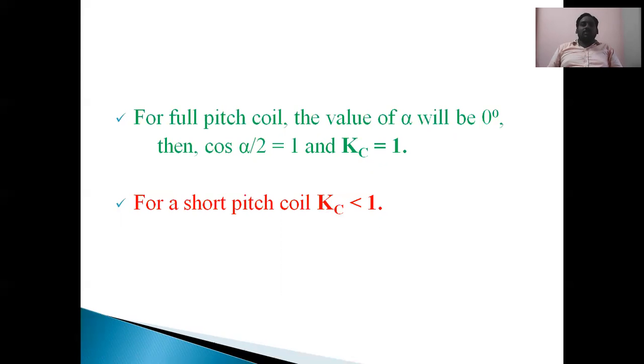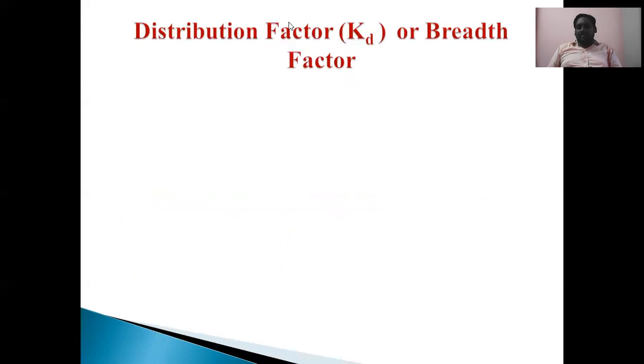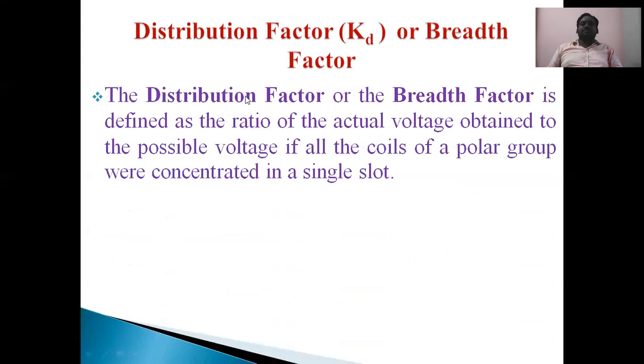So the next concept is the distribution factor, KD, or breadth factor. It is important, so observe carefully here. How can we determine the distribution factor? First we define the distribution factor, afterwards we will determine it. The distribution factor or breadth factor is defined as the ratio of the actual voltage obtained to the possible voltage if all coils of a phase group are concentrated in a single slot.